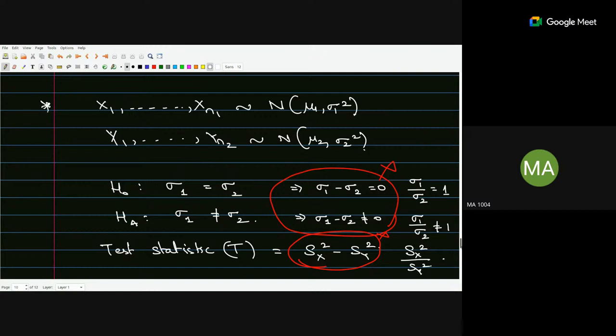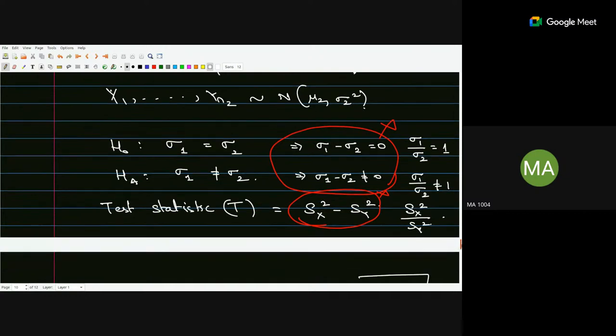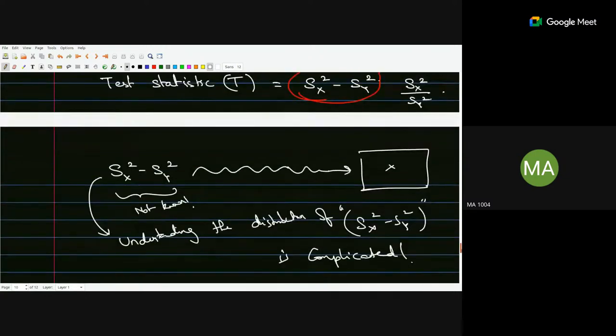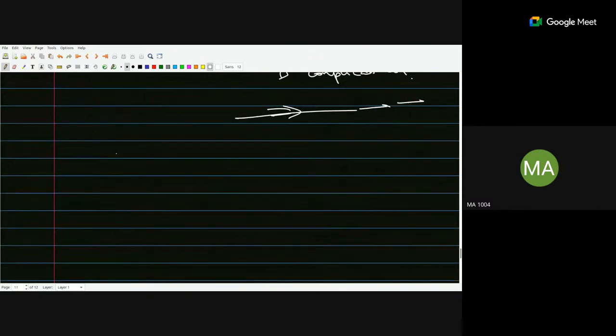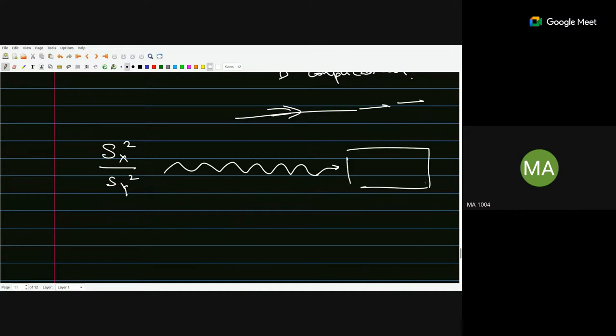Okay, this can be a good metric. Let's see. Again, we reach the same point where we were previously. Here we are at Sx square by Sy square, and again we don't know the distribution of this. So I should somehow convert to a well-known distribution. How should we do this? Luckily we have one distribution that this Sx square by Sy square follows, and this comes from chi-square distributions.